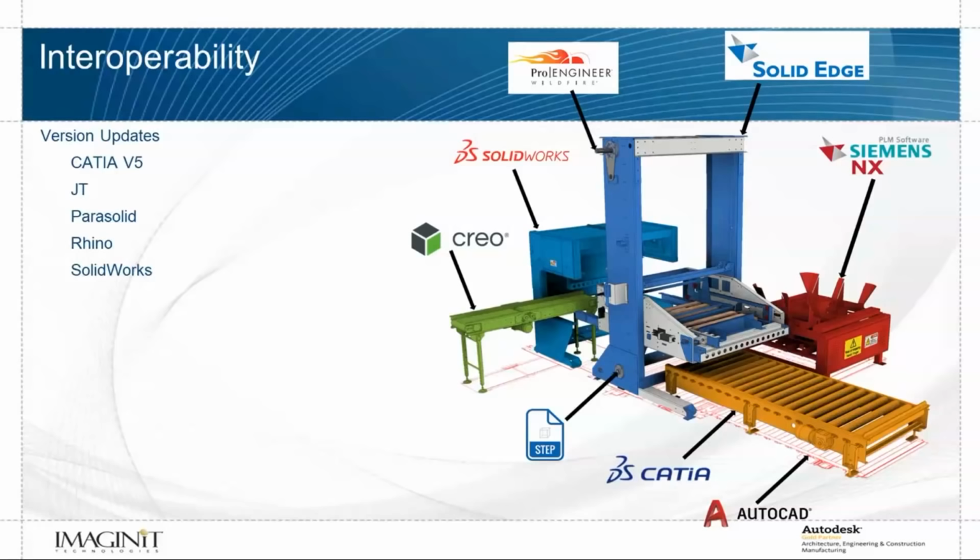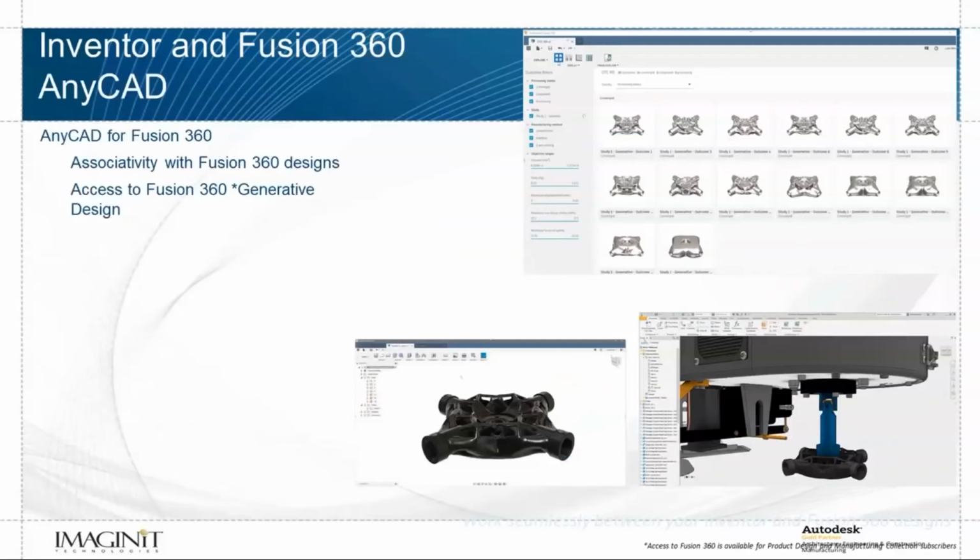So we've seen interoperability with these other systems. I mean, here's Creo, here's SolidWorks, here's all these different things. But what about with other Autodesk tools? So starting now, and this came in 2018.2 as a tech preview, this is now a full feature for Inventor and Fusion 360.